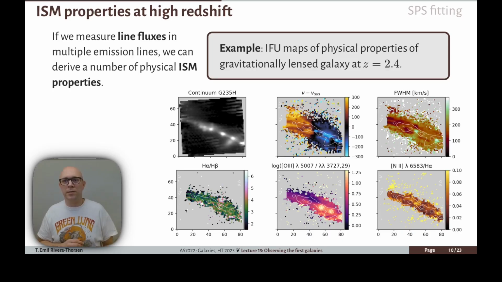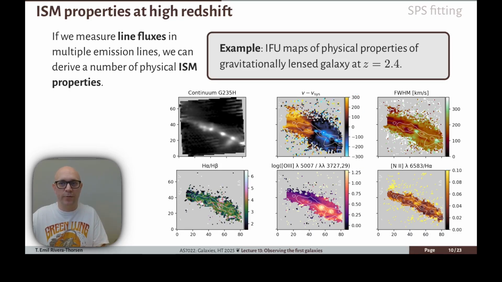Another thing you can do is that if you are lucky and have some gravitational lensing, and if you have a good IFU, for example, one on NIRSpec on the JWST, you can actually make maps of physical properties. This is a gravitational lens galaxy at redshift 2.4, so that's not super high redshift, but it is still quite high, and it's definitely something we could not do before JWST. This is on scales of a few hundred parsec, out to maybe a couple of kiloparsec that we can see here. And this is the velocity of emission lines.